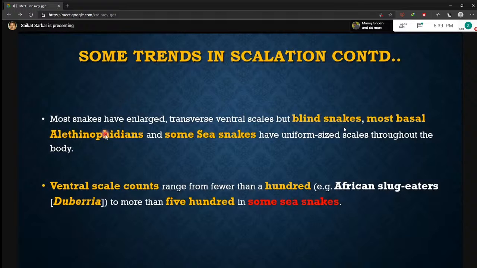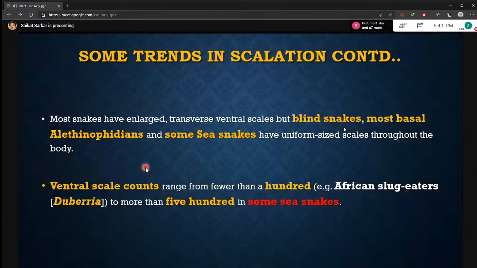Alethinophidians means those, what do you call those, Scolecophidia, Alethinophidia. Alethinophidia means the pythons and all these boas, all these things. Okay, so these most basal. I mean, the Alethinophidia. There are certain Alethinophidia which are even basal, more basal than the boas and pythons. Okay, they are talking about that group. Some sea snakes have uniform size scales throughout the body. As I said earlier, in sea snakes, the dorsal scale and ventral scales are of almost similar size and shape. I've already said earlier.